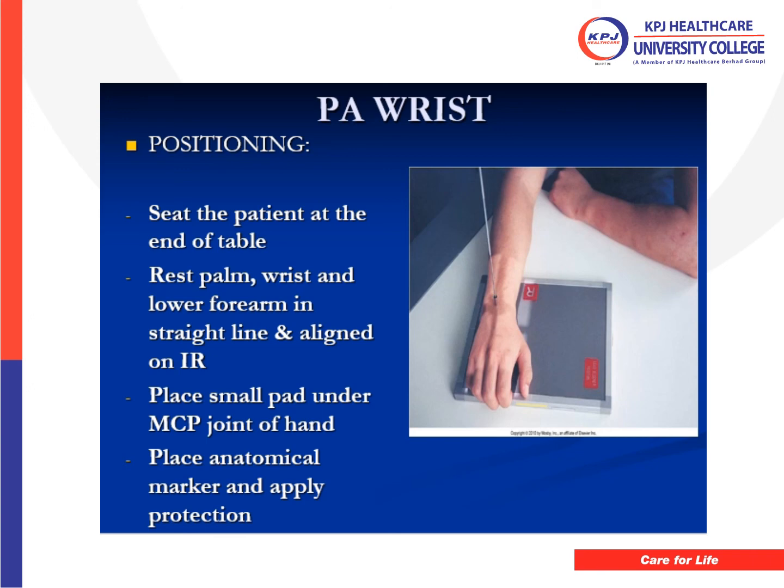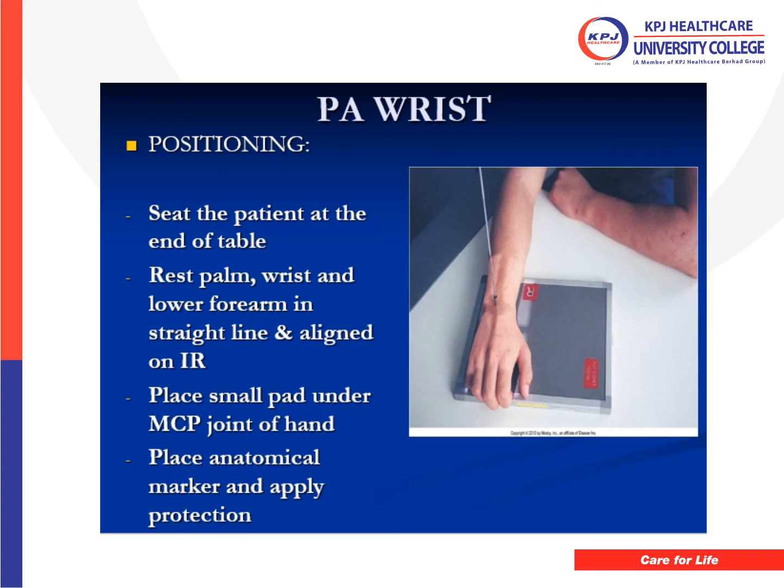Again, you seat the patient at the end of the table. Wrist, palm and wrist, lower forearm in a straight line. Where is the line with the IR? You have to apply the aesthetic value here, actually for the radiograph. Right, place the small pad under the MCP of the hand if needed, and place the anatomical marker as well as apply the gonad shielding, or apply the protection to the patient.